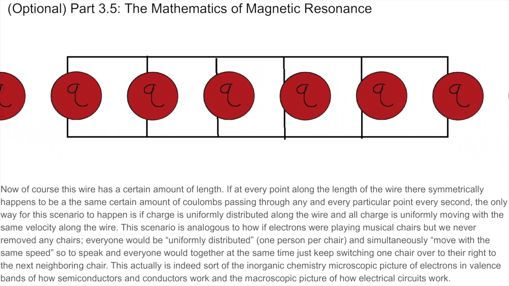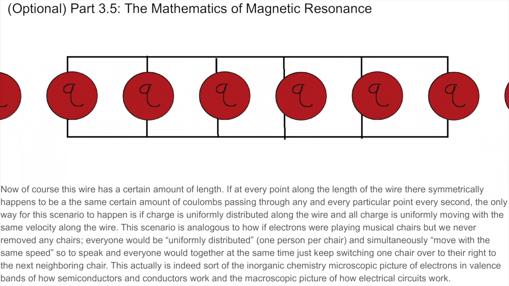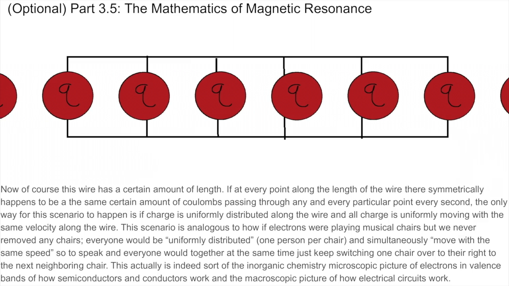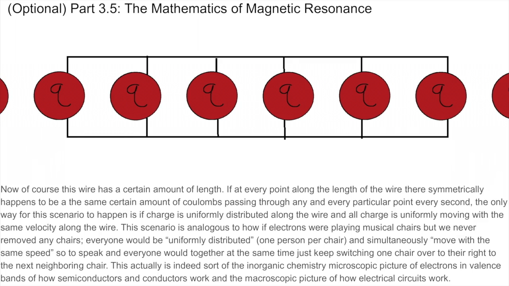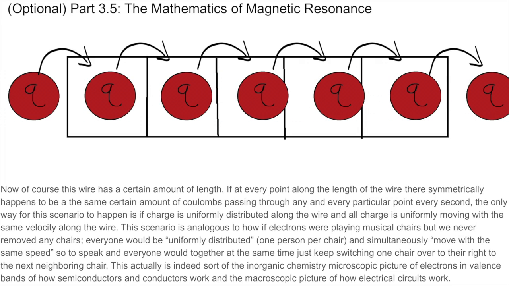If at every point along the length of the wire there symmetrically happens to be the same certain amount of coulombs passing through any and every particular point every second, the only way for this scenario to happen is if charge is uniformly distributed along the wire and all charge is uniformly moving with the same velocity along the wire. This scenario is analogous to how if electrons were playing musical chairs, but we never removed any chairs, everyone would be uniformly distributed, one person per chair, and simultaneously move with the same speed, so to speak, and everyone would together at the same time just keep switching one chair over to the right to the next neighboring chair.